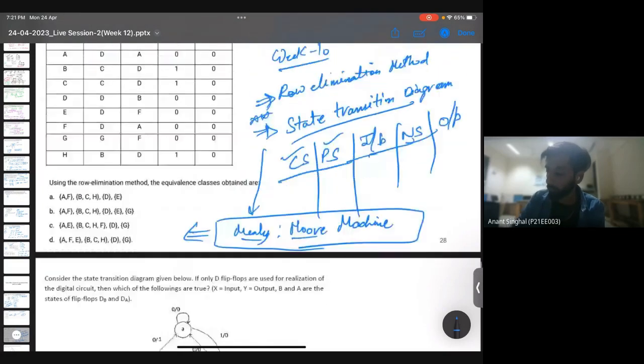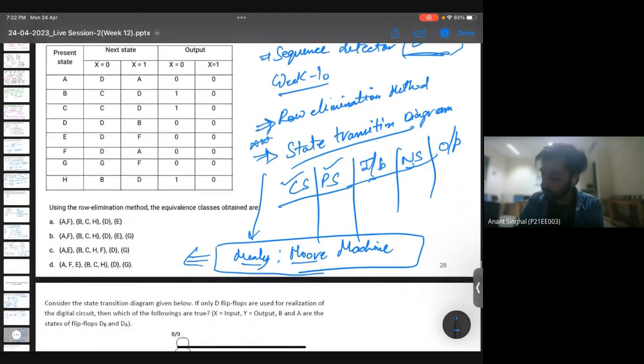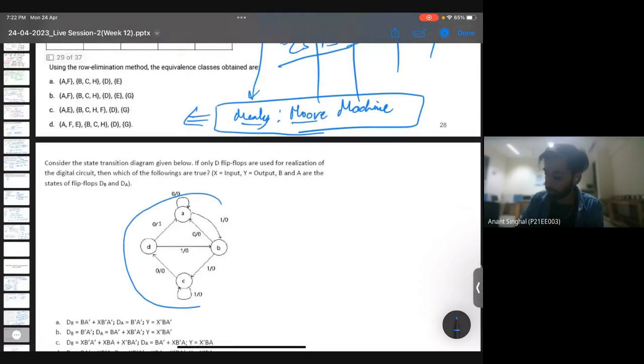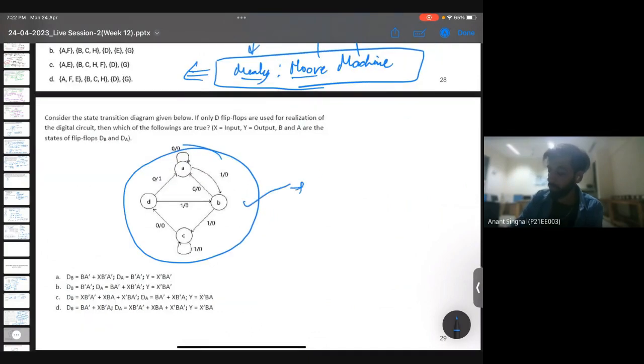One more important topic in that lecture was the sequence detector. You have a certain state diagram given and you need to calculate what sequence it is detecting, so you should know how it can get detected. You should know how to get a sequence out of this, and from the state transition diagram you should know how to realize the boolean expressions.